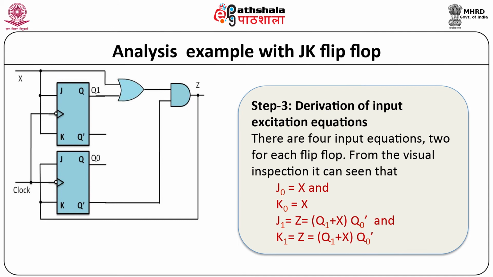Let us look at step 3, wherein we derive the input excitation equations. There are 4 input equations, 2 for each flip-flop. From visual inspection, it can be seen that J0 is equal to x and K0 is also equal to x. J1 is equal to Z, that is the output, which is equal to Q1 plus x into Q0 bar, and K1 is equal to Z, which is equal to Q1 plus x and Q0 bar.